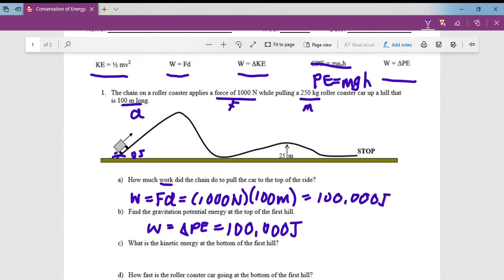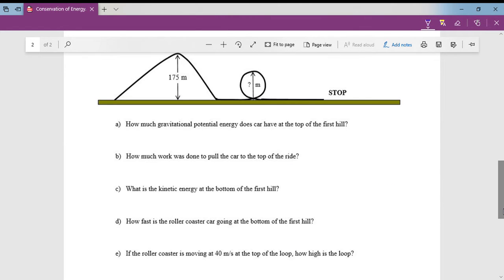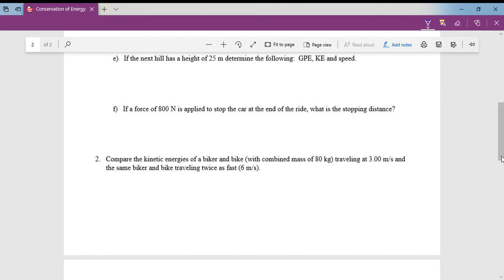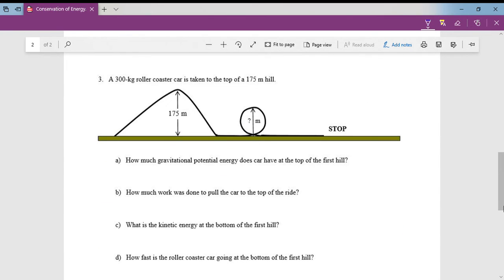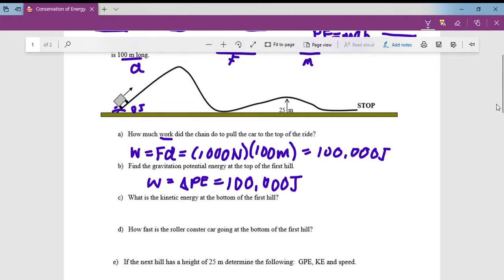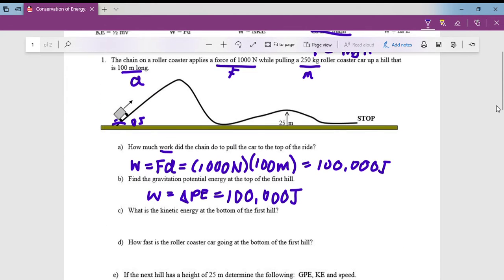If you look down at the bottom of this sheet, they're going to ask you to find potential energy based on the height, and they give you mass also, so you can find potential. Then for part B, they're going to ask how much work was done. It's the same thing we just did, but now we know potential energy, so we can just say that was the amount of work. In this problem, we started with work and said that's how much potential energy it was.